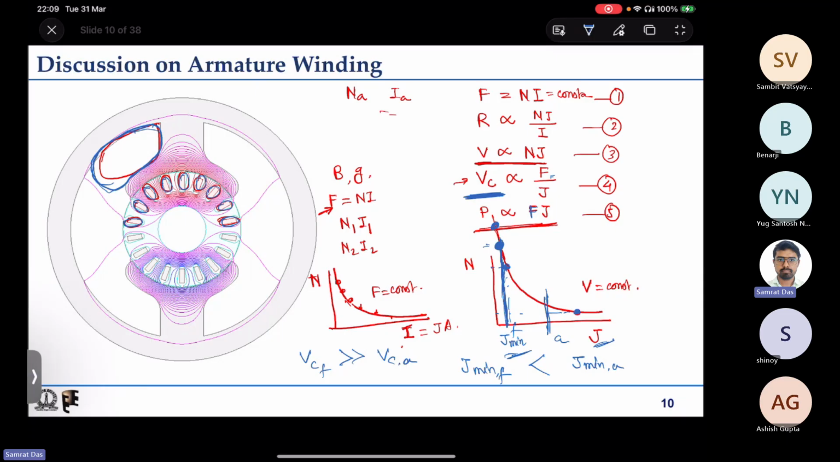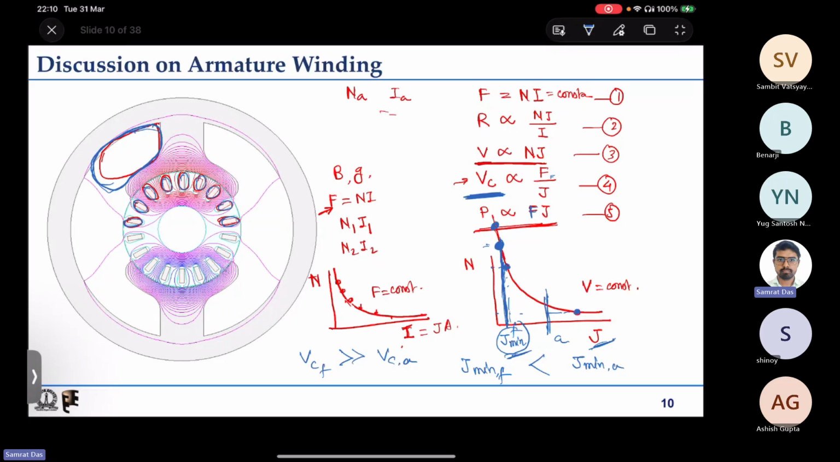Because we have so much volume available, we want to reduce the copper losses, so we go with the minimum J available to us. That is what this equation tells us. And for armature, because we have small area available, we go for higher current density. That tells you that we also need to go for higher currents for armature winding. And this is just a qualitative understanding.